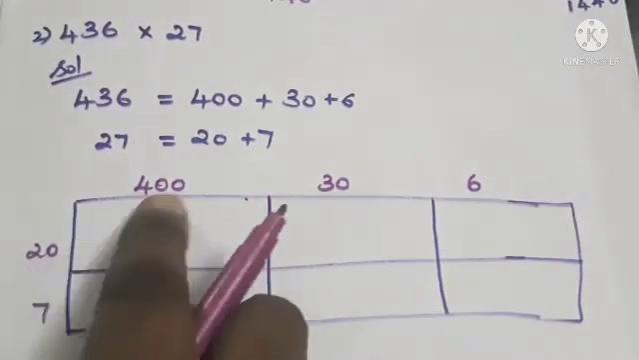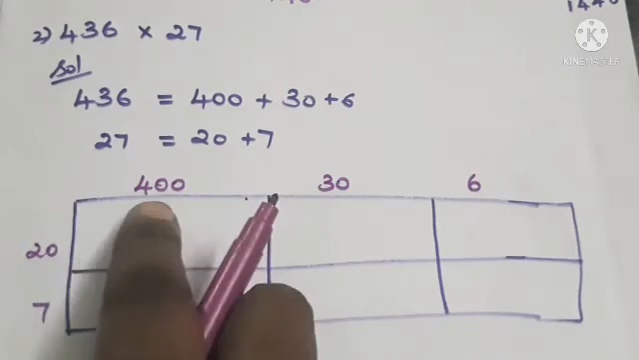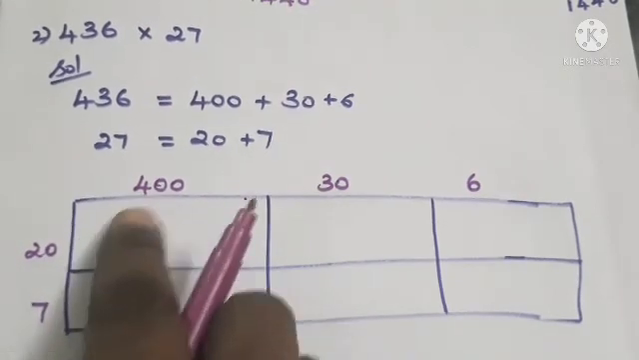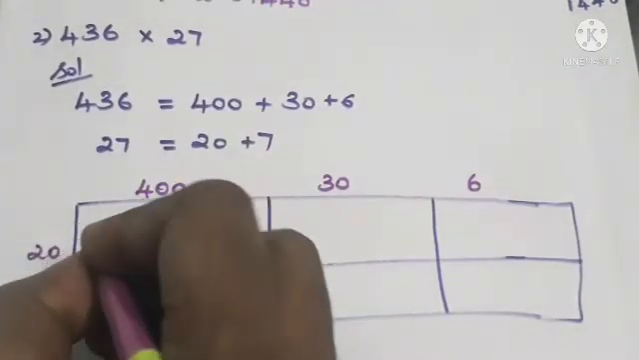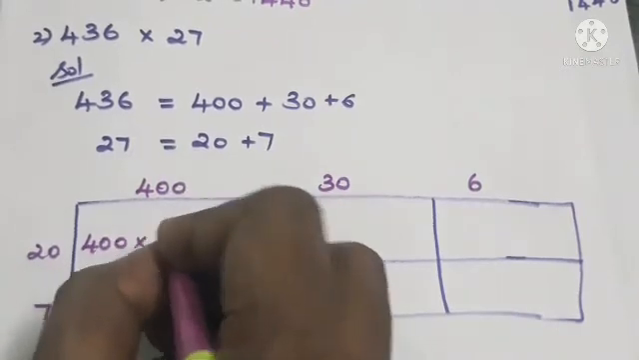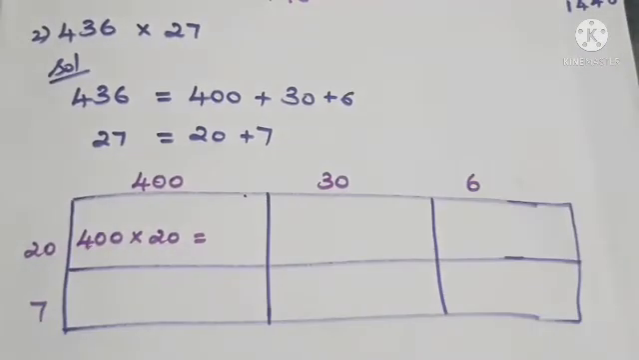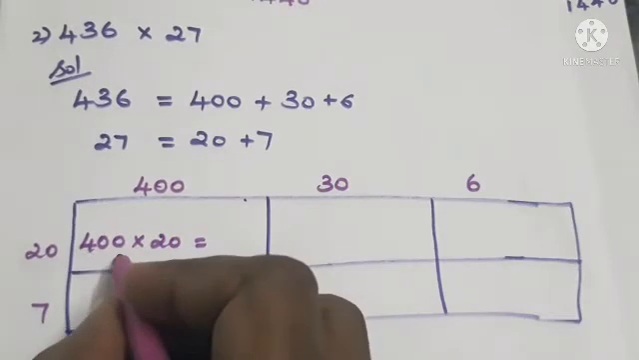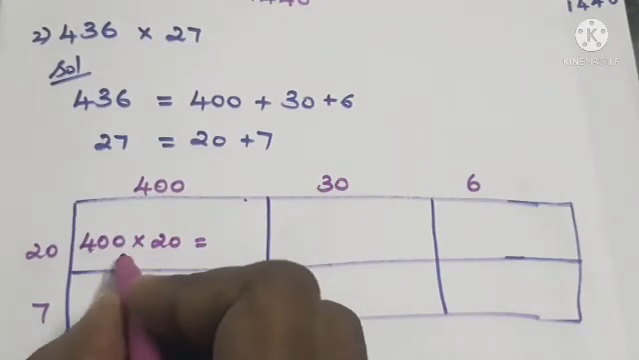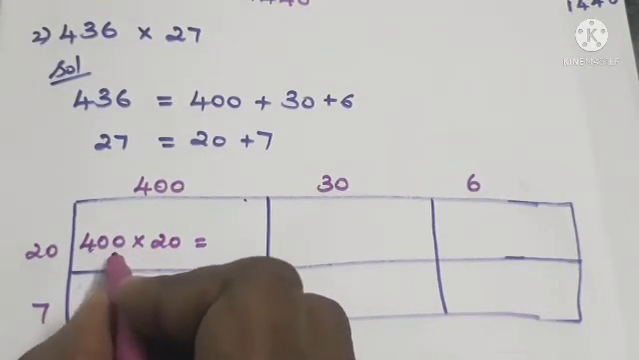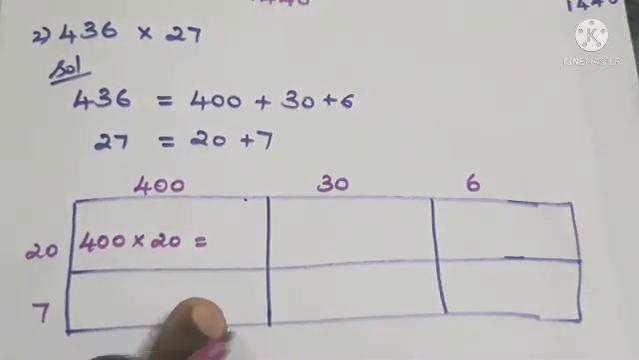So we have to multiply these two numbers, because this box is common for 400 and 20. So we have to multiply 400 into 20 is equal to. We know that in the ones place we have 0, and here also in the ones place and tens place we have 0.